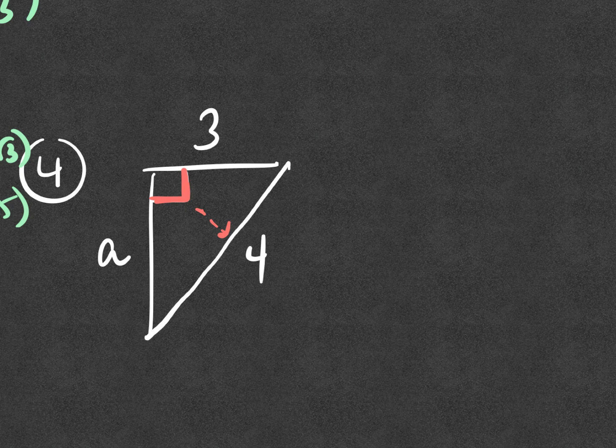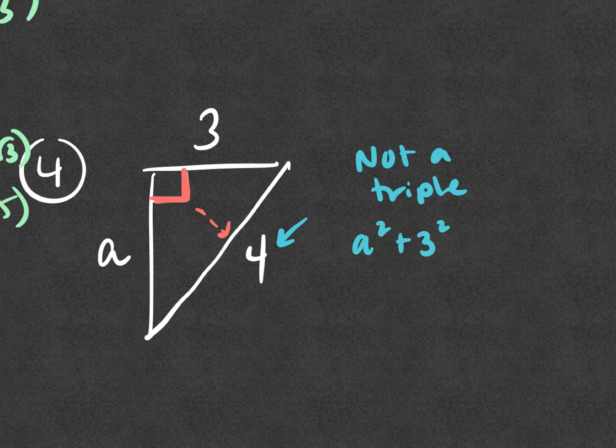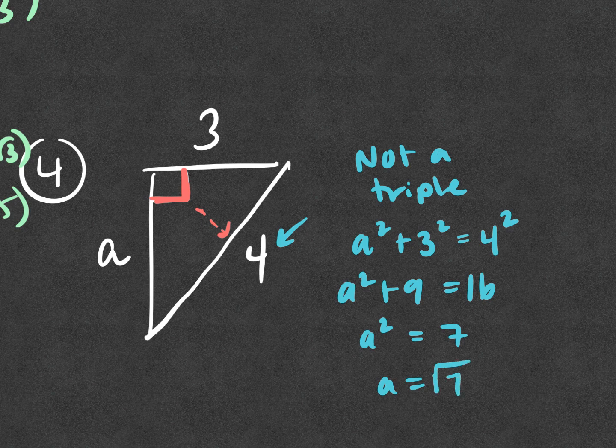Even if it's not a triple, you can always solve by Pythagorean theorem. So not a triple. Again, that's because this would have to be a leg for it to be a triple. But we can always do a squared plus b squared equals c squared. A squared plus 9 is equal to 16. A squared is equal to 7. So a would be the square root of 7, which is a fine answer. That's an exact answer using Pythagorean theorem.